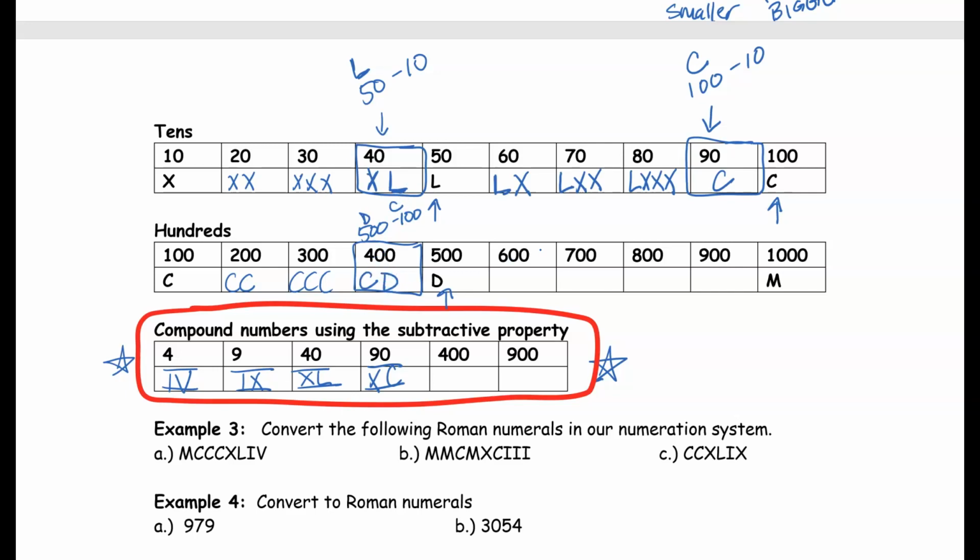And then for 600, I'm going to use just the additive property. So I'm going to take 500, which is D, and add another 100. So 500 plus 100 is 600. And then 500, 600, 700, 800. And then 900, okay, is directly before the next symbol M, which is 1,000.